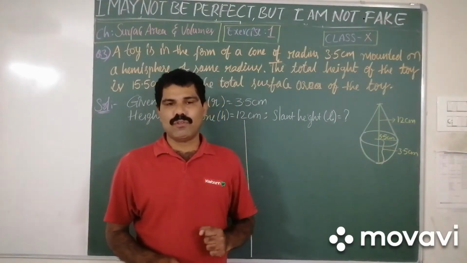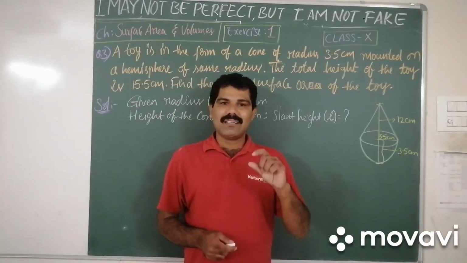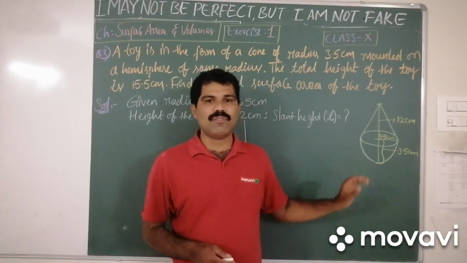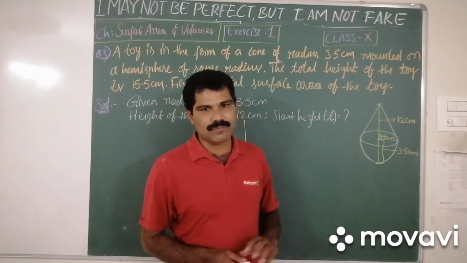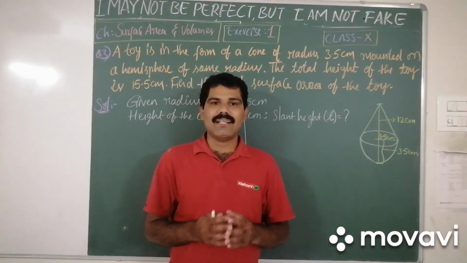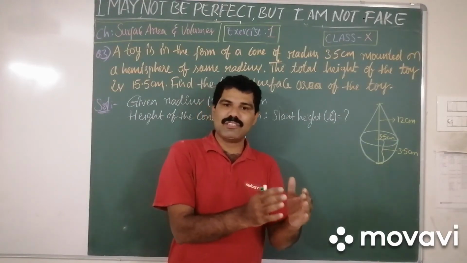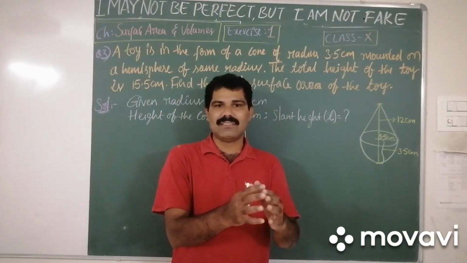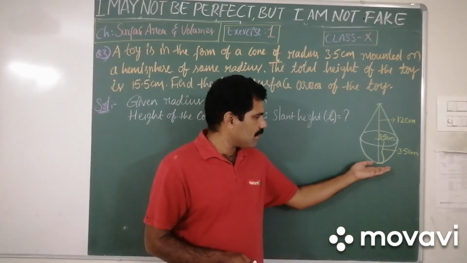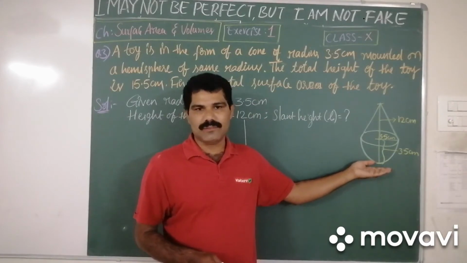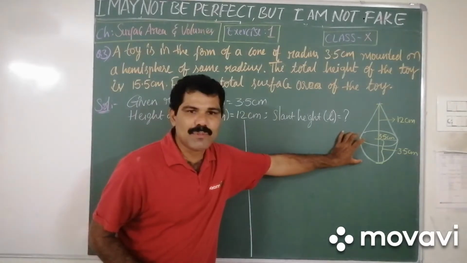Now coming to the part, the total surface area of the toy is nothing but the sum of the curved surface area of the hemisphere and the curved surface area of the cone. So now let us find separately the curved surface area of the hemisphere and the curved surface area of the cone, and let us sum. Therefore, the sum will be the total surface area of the given toy.